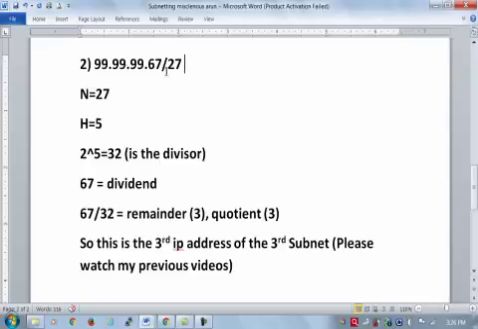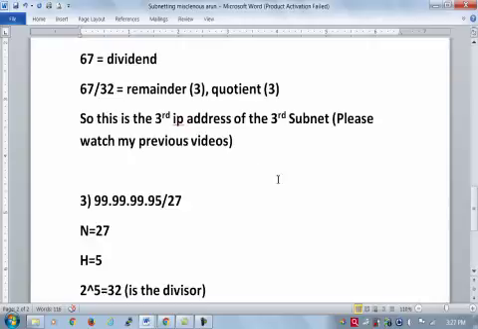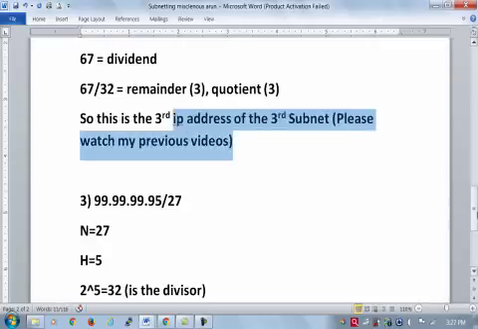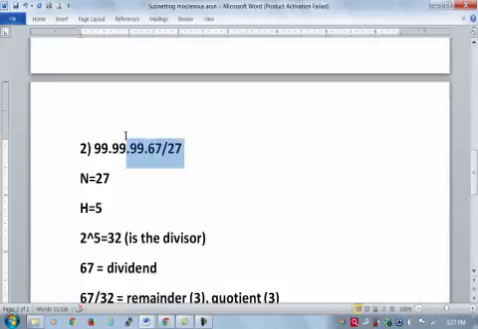And inside the third subnet, my first IP address will become 65. My second IP address will become 66, and my third IP address will become 67. So I hope this is clear. This is my third host IP address of my third subnet.